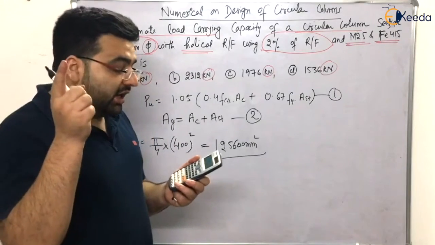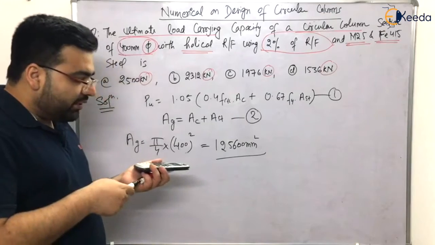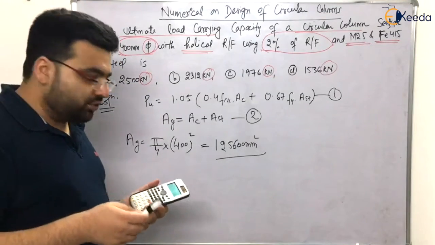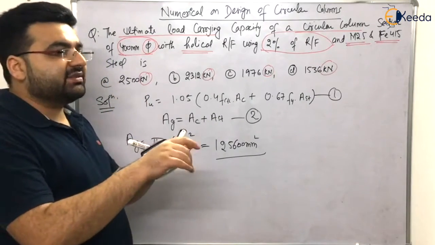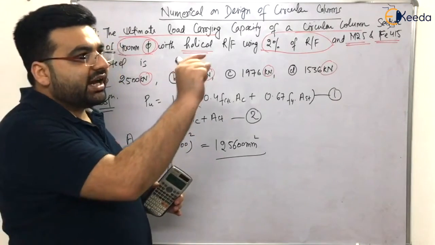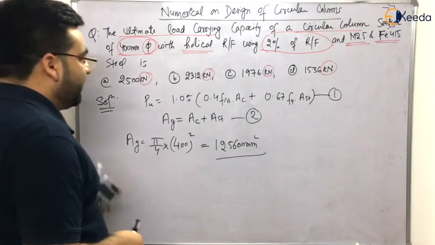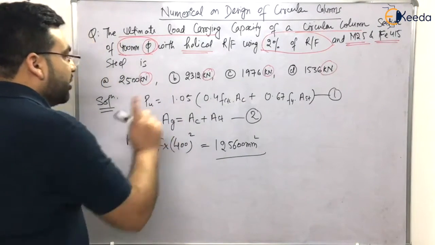I am doing the calculation with a calculator. Use your calculator, either an online calculator, or you can find the GATE calculator on Google Play Store. You will not find it on the Apple store, but if you are using an iPhone, open Chrome and type scientific calculator, go for GATE. You will get a TCS link, click on the link and you will get the GATE calculator. So the gross area is 125600 mm square.